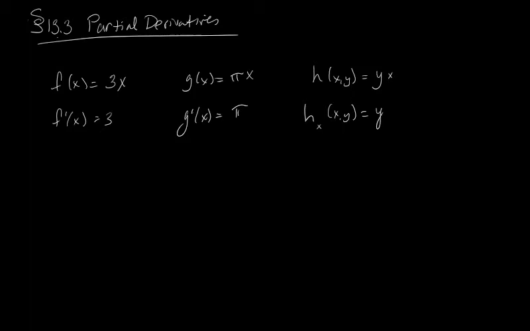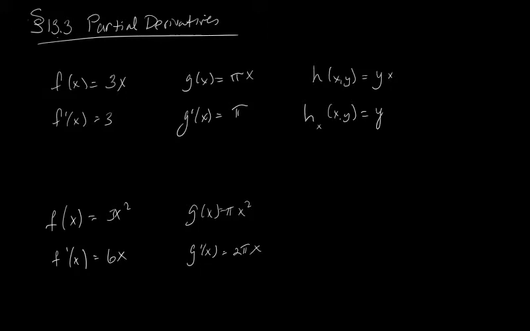All right, let's change it up a touch. Suppose I had 3x squared, then f prime of x would be 6x. If g of x were pi x squared, then g prime of x would be 2 pi x. If h of xy were equal to yx squared, then the partial derivative of h with respect to x of xy would be 2yx. So these derivatives happen exactly the same way as we've always taken derivatives. The only difference is we are treating our other variables as if they were constant.